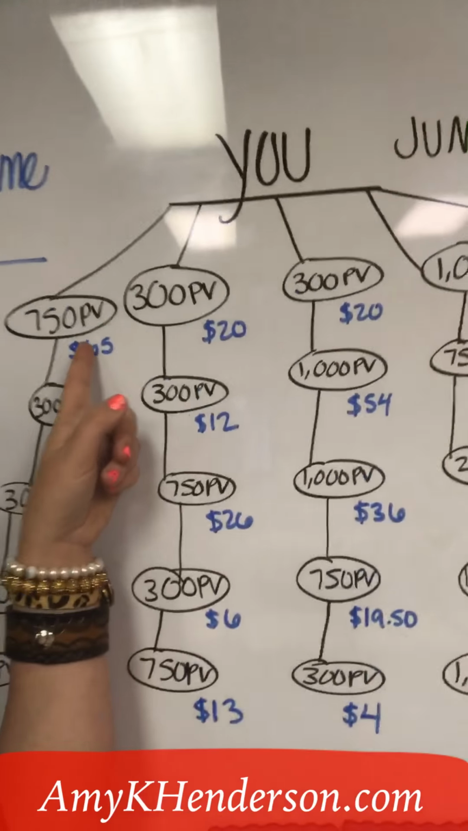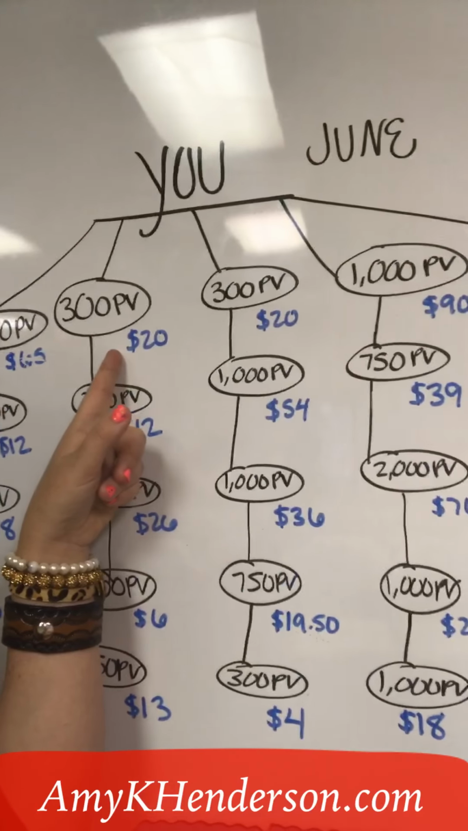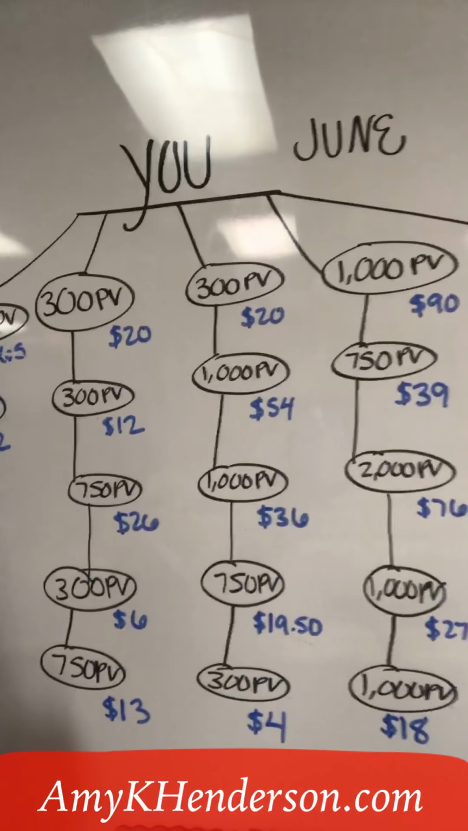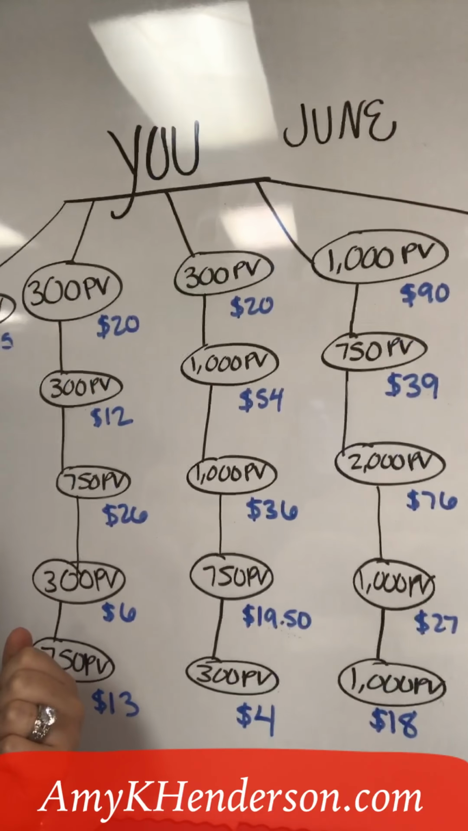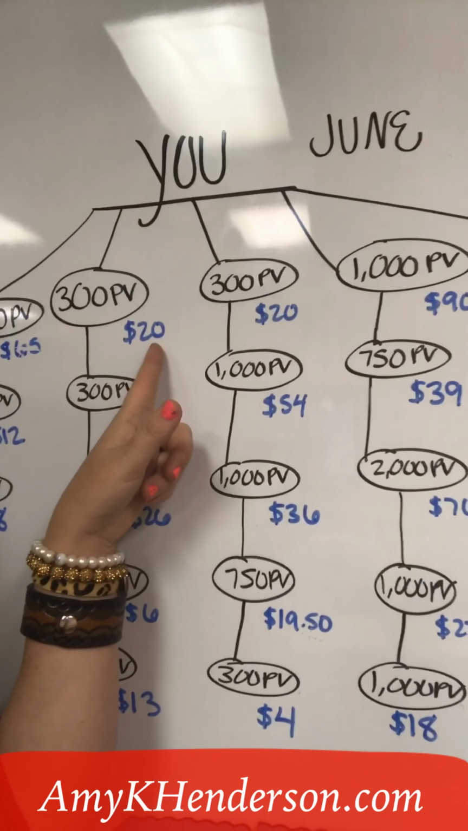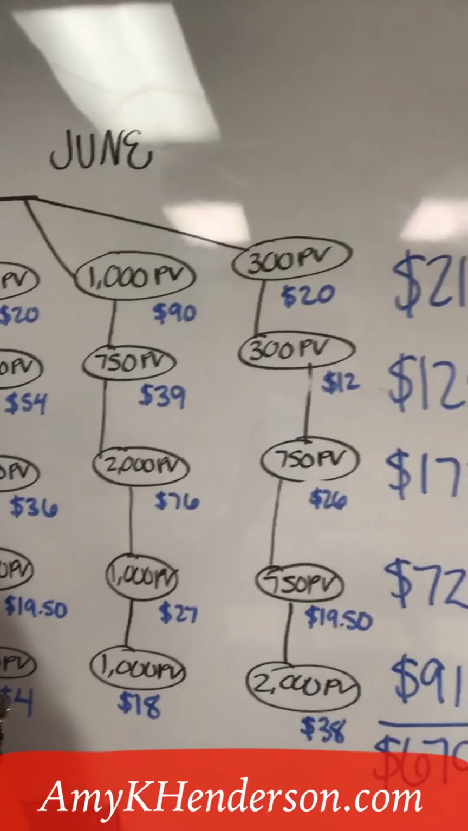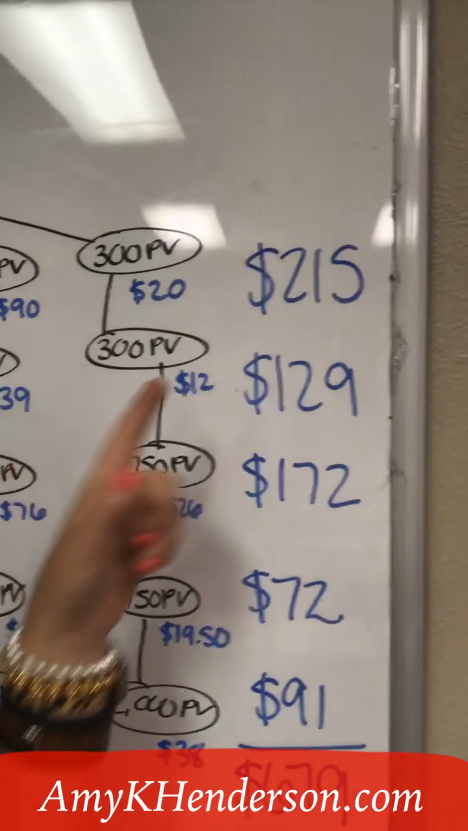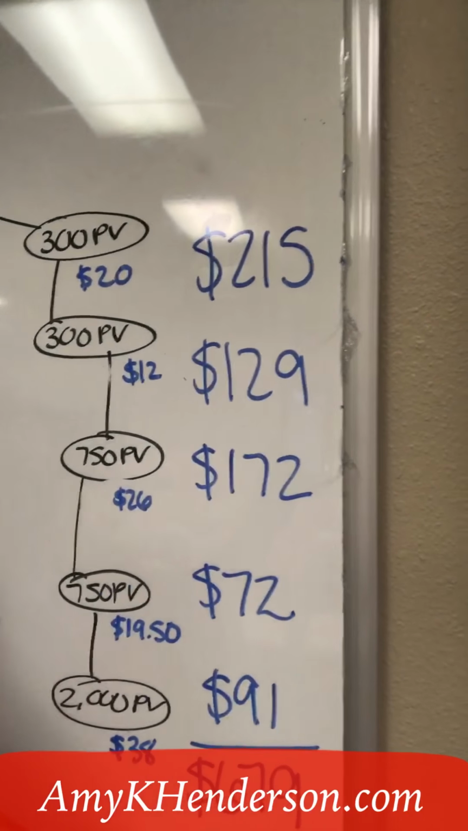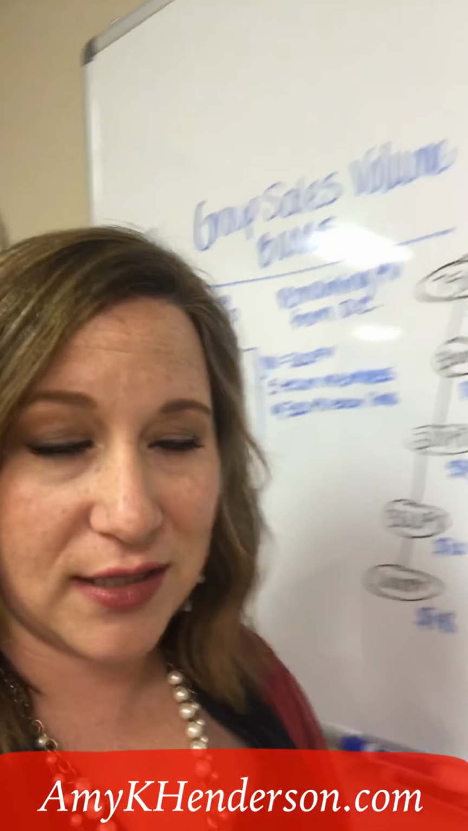So again, this team member right here, 300 PV, you're going to get now $20 for group sales volume bonus because you subtract that 100 PV, 200 PV is left, 10% of 200 is 20. So now you have another 20, $90 because that person ordered 1,000 PV, $20 here because that person did 300. So for this particular line, you could have earned up to $250 in group sales volume bonus, okay?